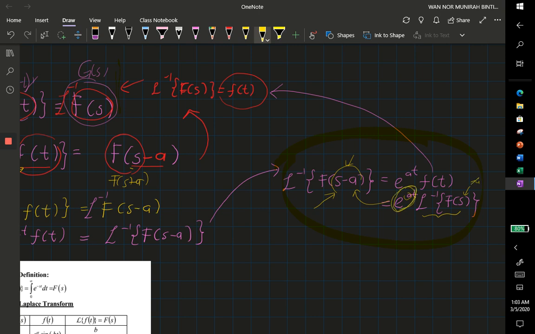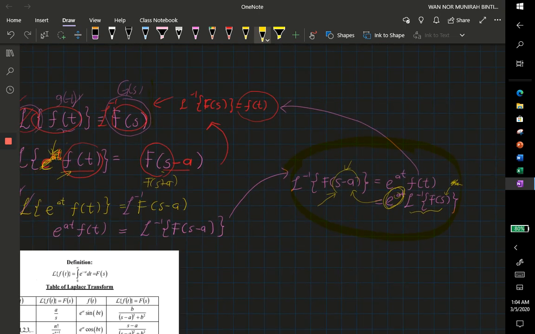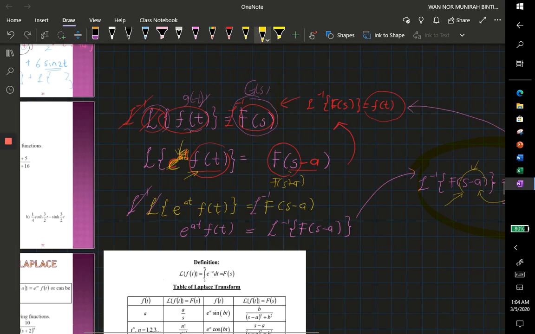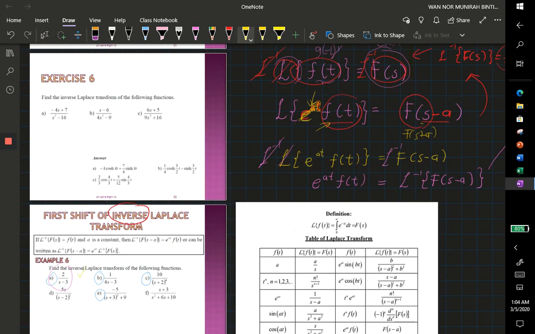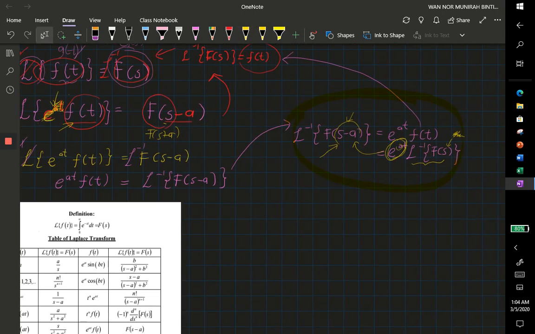So that is why A is gone. So what's left? Only F(s). So maybe you find it difficult to understand the definition. So let us try to discuss a simple function first. Solve for this one: 2 over s minus 3. Take the Laplace inverse of 2 over s minus 3.